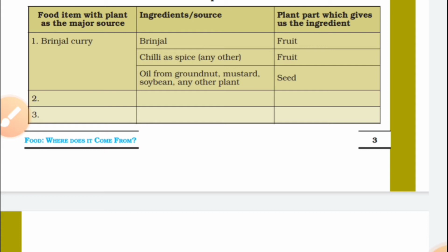And then oil. Oil is mainly derived from seed, such as mustard seed or any type of seed. Oil is derived from groundnut also, mustard, soybean, or any other plant. This is a seed, which is a plant product. Seed is the plant part from which we can derive oil and use it as a source. Clear? So you can list another curry or any type of dish and find what the ingredients are, what the sources are, and which part of the plant is used. Clear?